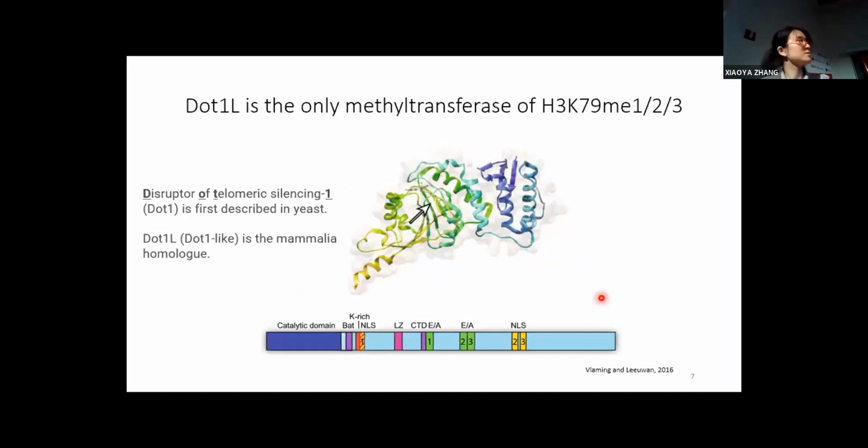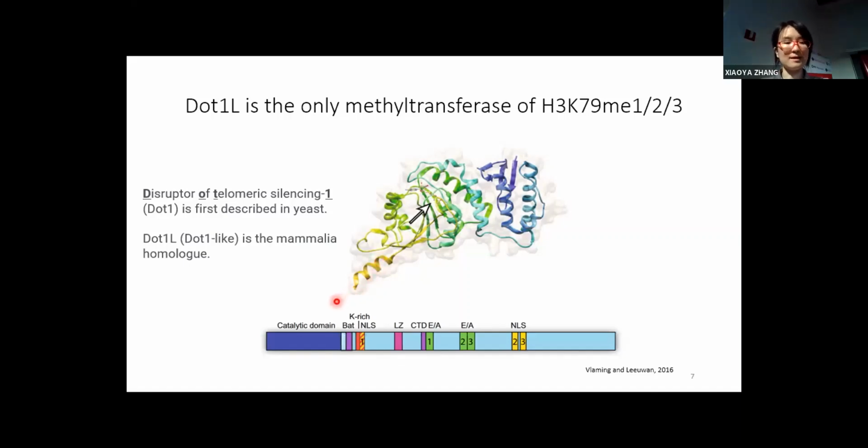And back to our title, DOT1L is the only methyltransferase for all three levels of K79 methylation: mono, di, and tri. It is a homolog of Dot1, which is disruptor of telomeric silencing 1, first described in yeast. It is a distributive enzyme, which means every time it has to come off the chromatin before it adds the next methyl group. So the level of methylation, mono, di, and tri, is totally dependent on the frequency of DOT1L being recruited to a certain location.